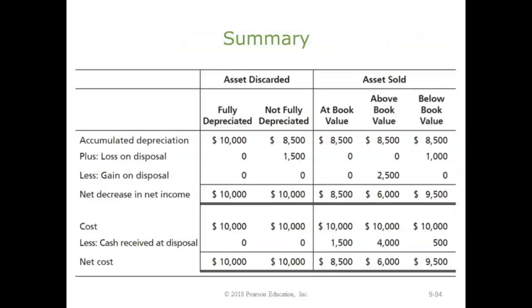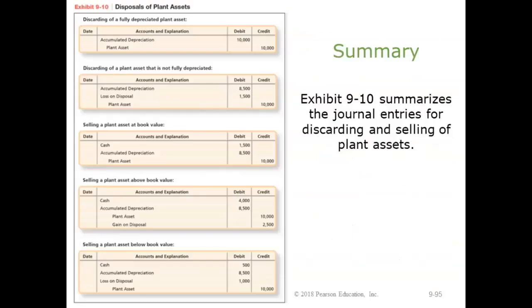So again, you can see here as a summary, really looking at the assets sold on this one. If it's at book value, there's no gain or loss. If the cash that I received is above the book value, we'll have a gain. And if cash received is below the book value, we will have a loss on the sale of that asset. Okay. And again, we've got the journal entries. This kind of summarizes all the journal entries that we have done in this one.